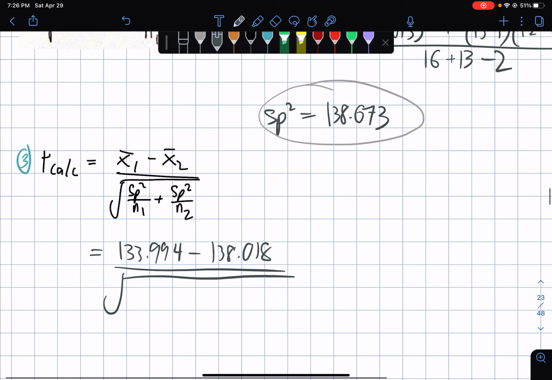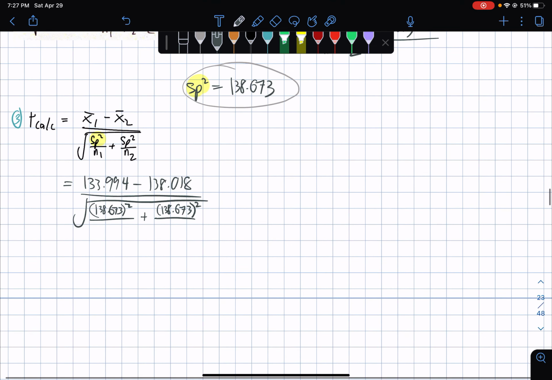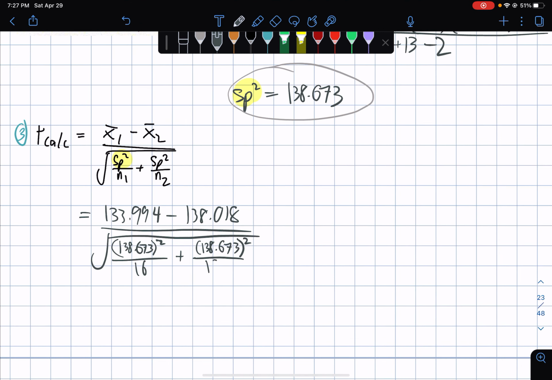sp raised to 2, so 138.673 then raised to 2. If you're wondering, this is exactly the same number as this one. Why do we have to raise it to 2? Well, for some reason, you have to do it. Otherwise, you will yield a different answer, which is something that we wouldn't want to have. So, apologies if I don't have any definite explanation for it.